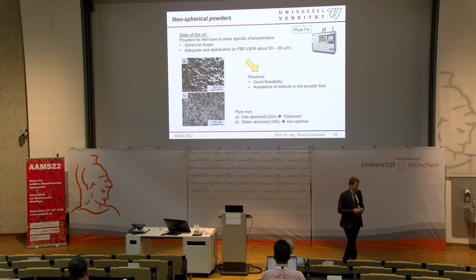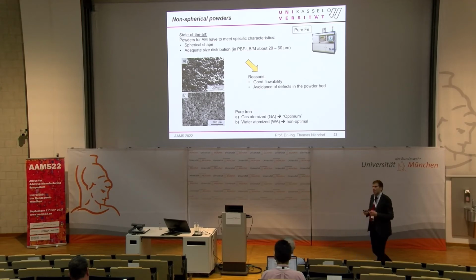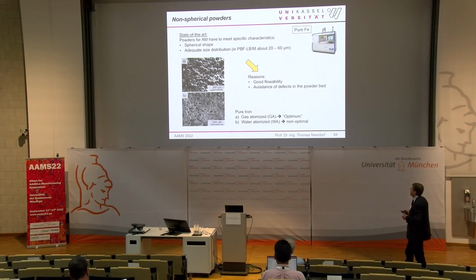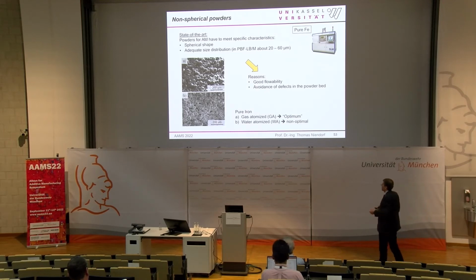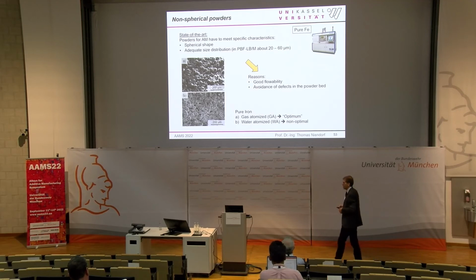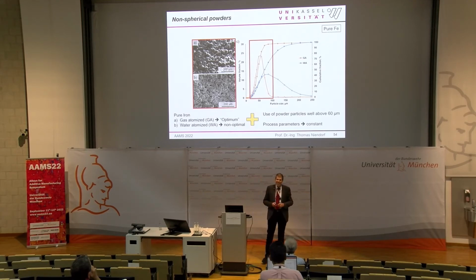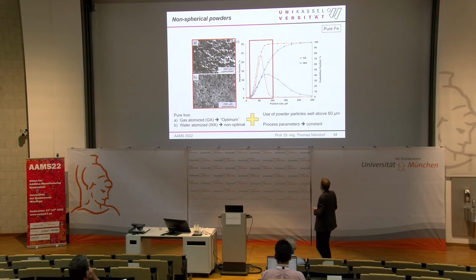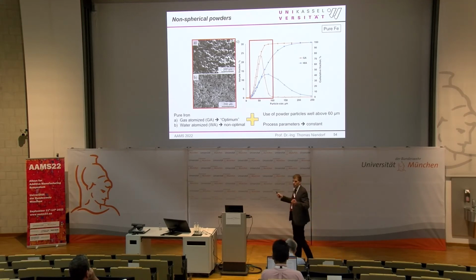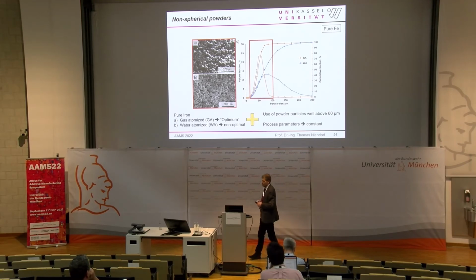So in principle, many people are interested in water atomized powder, as this is much cheaper, but the morphology looks quite bad, of course. Flowability is not that good, but still we tried. We tried to use this in selective laser melting. We even used relatively large particles at that point. So the fraction of particles we used went up to 100 microns, and in principle, normally for our machine, we should only use particles up to 60 microns.